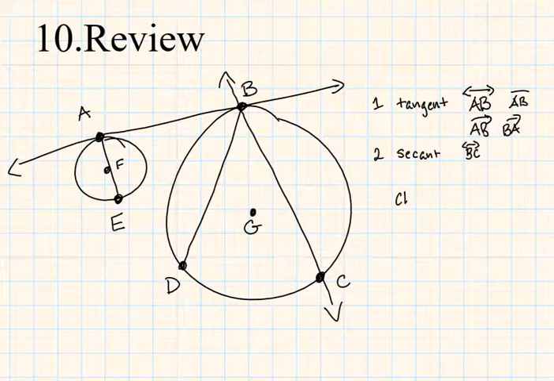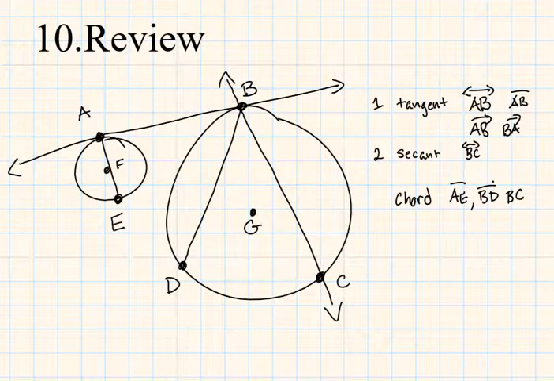If I move on to a chord, a chord is contained within a secant. We have several options. So I've got AE. The endpoints are on the circle. BD is another chord, and BC is my last chord.